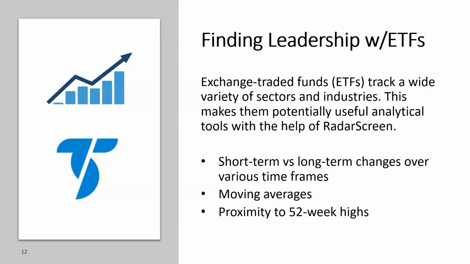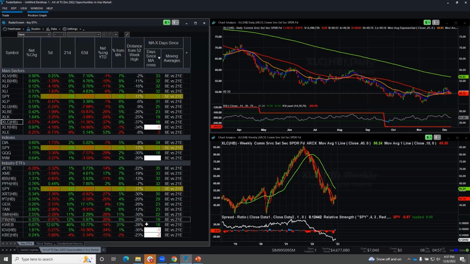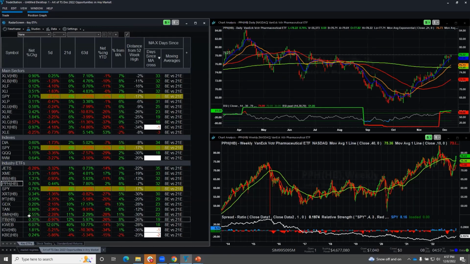All right, the next one I want to go on to, let's go to slide 13. Actually, before I do, I want to just mention, these are the main sectors. There's 11 main sectors in the S&P 500. And then we have these other kind of nuanced ETFs.